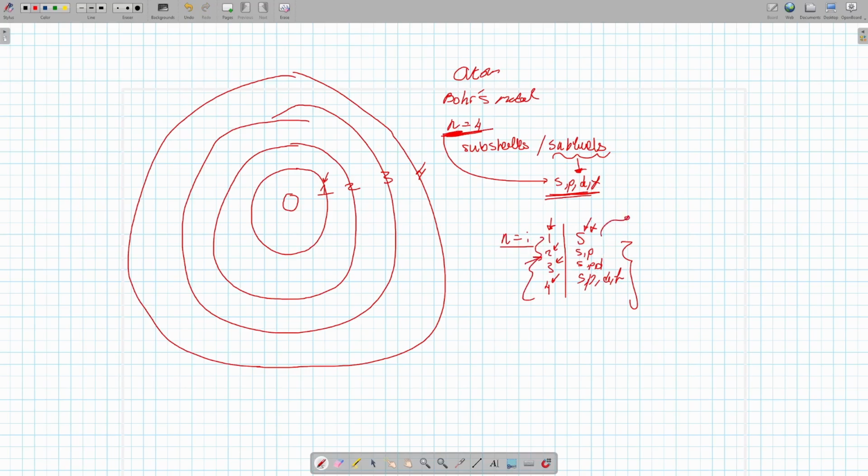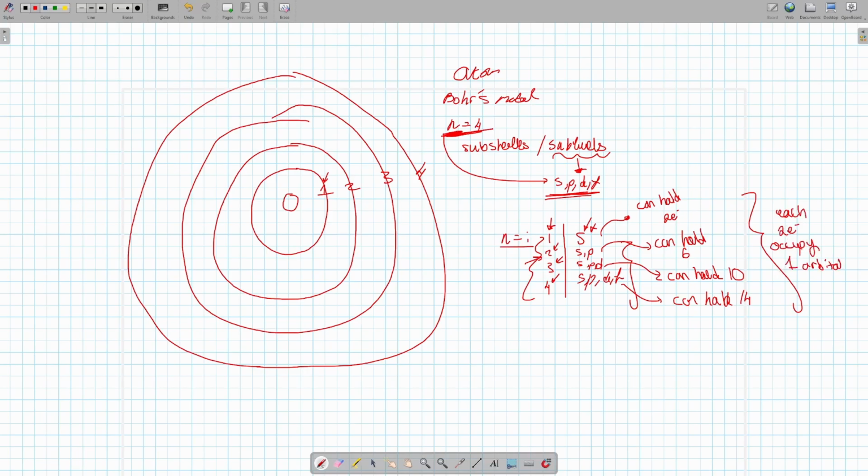Now, you need to know that the S can hold how many electrons? It can hold 2 electrons. The P can hold 6. The D can hold 10. The F can hold 14. Now, what do I need you to know? Each 2 electrons occupy 1 orbital. The orbital will be the bed. The letter S, P, whatever, will be the bedroom.